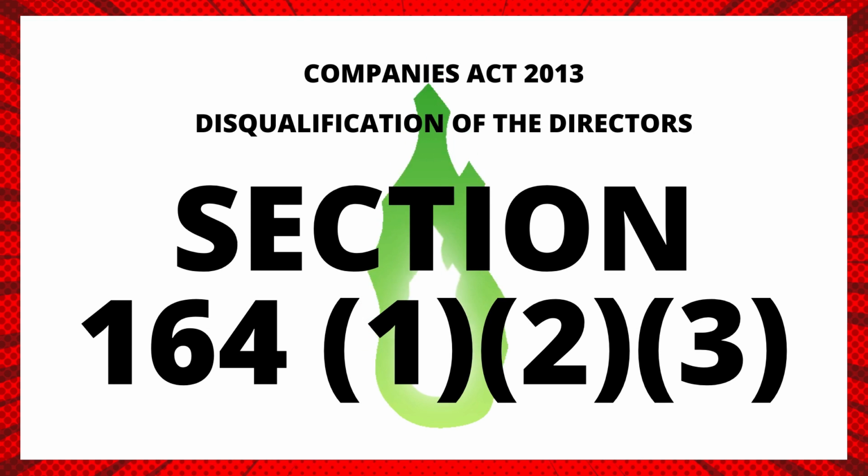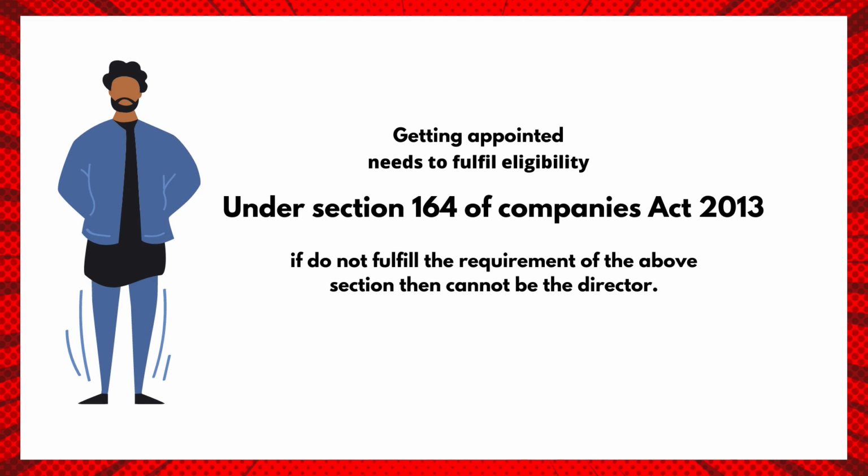Now, when we talk about the disqualifications of directors under the Companies Act 2013, one section should be clear in our mind, that is section 164. Section 164 subsection 1, subsection 2 and subsection 3 deal with the disqualification of directors. Understood? A person getting appointed as director is required to fulfill the eligibility criteria prescribed under the provisions of section 164 of the Companies Act 2013.